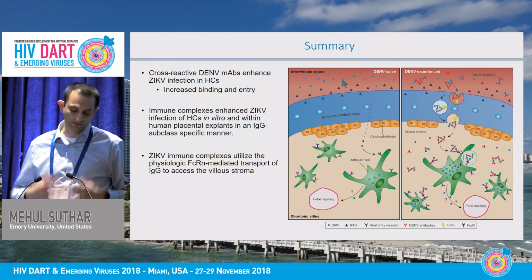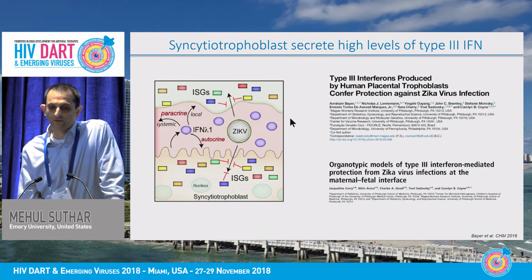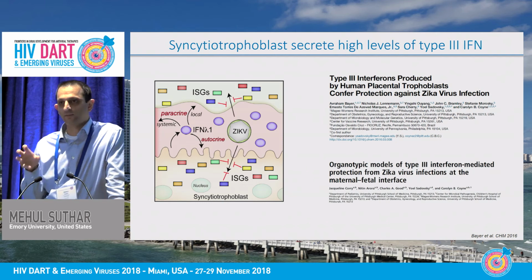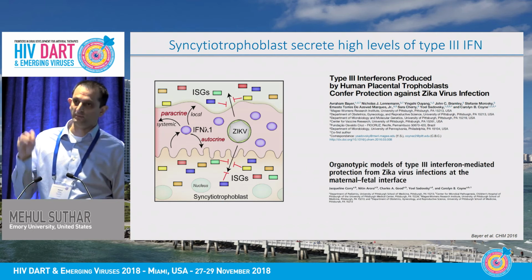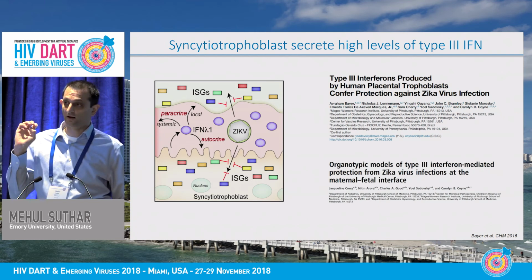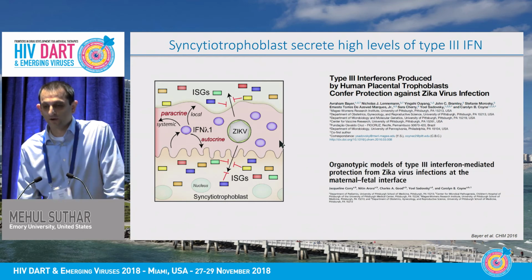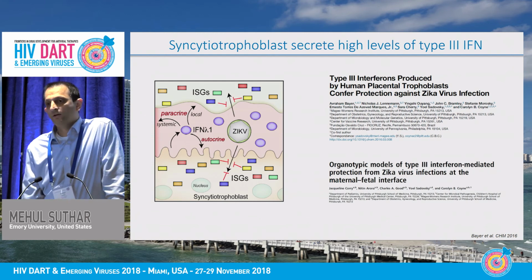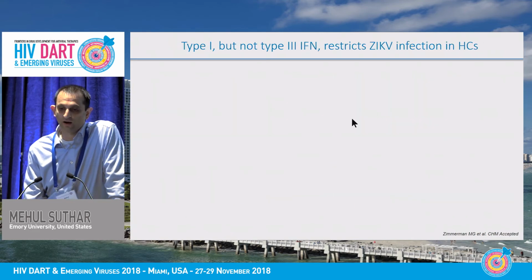So Carolyn Coyne has done some beautiful work looking at the syncytial trophoblast layer and shown that this placental layer secretes high levels of type 3 interferons normally. And this is a mechanism that the placenta uses to prevent Zika virus and several other viral infections within this layer. And so we wanted to ask, what effect does type 3 or type 1 interferons have on blocking Zika virus infection within these Hofbauer cells?